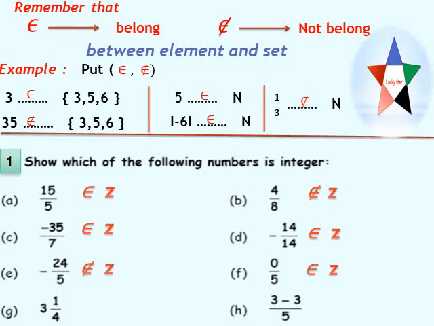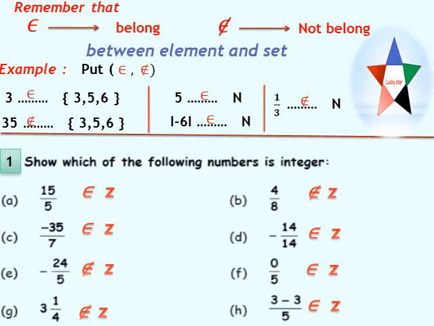What about 0/5? Put it in your calculator, it's equal to 0. 0 belongs. What about 3 and 1/4? Put it in your calculator. Do you remember how to put it in your calculator? Press shift fraction. So it will be a mixed number. Okay, it does not belong. What about 3 minus 3/5? 3 minus 3 equals 0, meaning 0/5. It belongs to that. I think now you know the difference between belong and not belong.